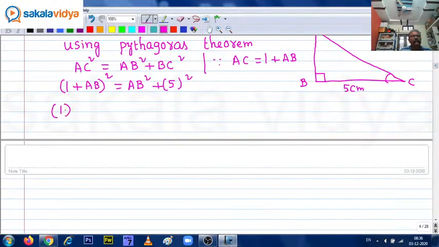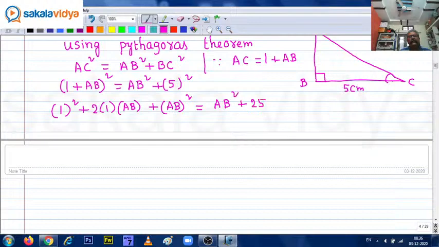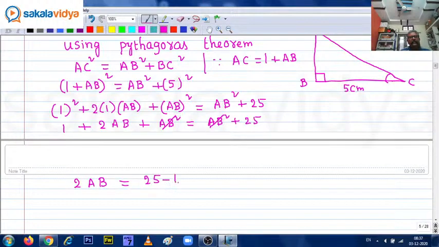Apply the A plus B whole square formula: A square, 1 square, plus 2AB, 2 times 1 times AB, plus AB square, equal to AB square plus 25. 1 square is 1, plus 2AB plus AB square equal to AB square plus 25. If you take AB square this side, that becomes negative. AB square gets cancelled. Take 1 that side. So you get 2AB equals 25 minus 1, that is 24. So obviously AB is equal to 24 by 2, that is 12 centimeters.